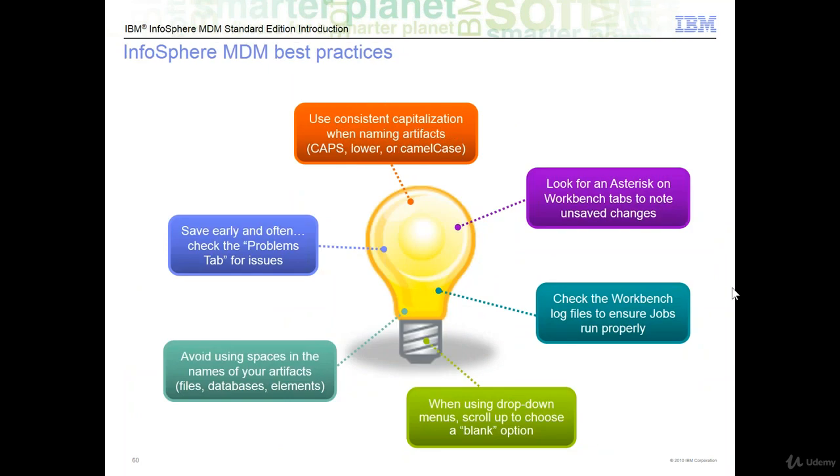Now for the best practices for MDM, you use consistent capitalization when naming artifacts. Look for asterisks on workbench tabs. Check the workbench log files to ensure jobs are running properly. When you're using drop-down menus, scroll up to choose the blank option. Avoid using spaces in the names of artifacts, and save early and often, and check the problem tab.